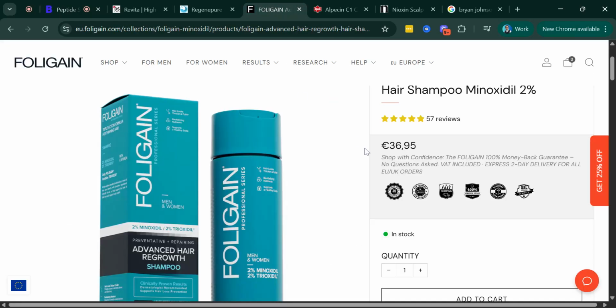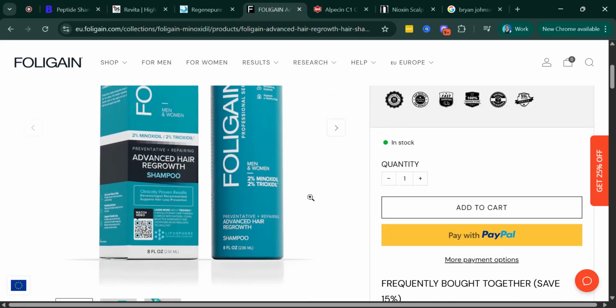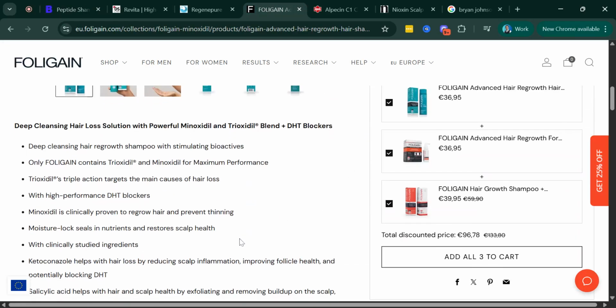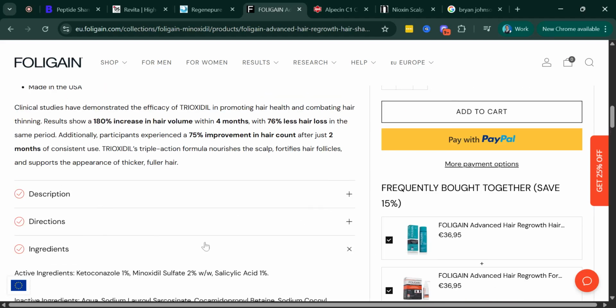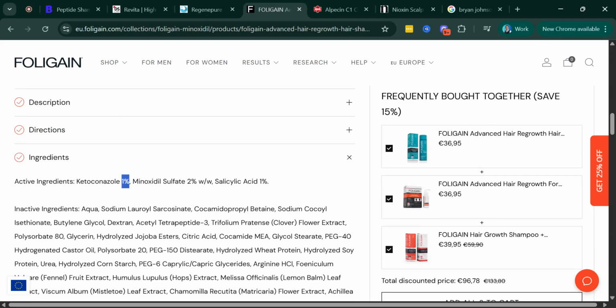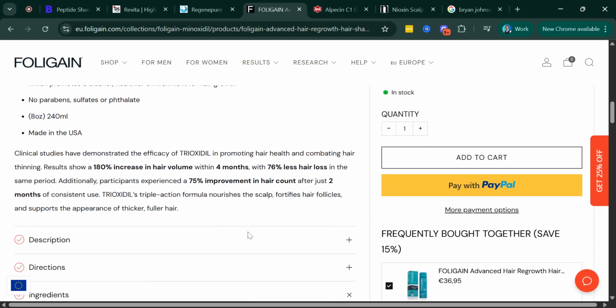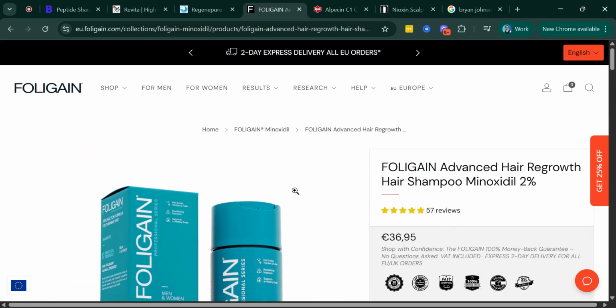For example, Foligen does state what it contains in terms of active ingredients. If you slow it down, you can see that it states it has 1% ketoconazole. In this case, they also have minoxidil 2%. So it actually discloses what ratios of active ingredients are inside the shampoo, and that's something that is also important for us. For example, if you are dealing with the hyaluronic, we want to know what else it contains.